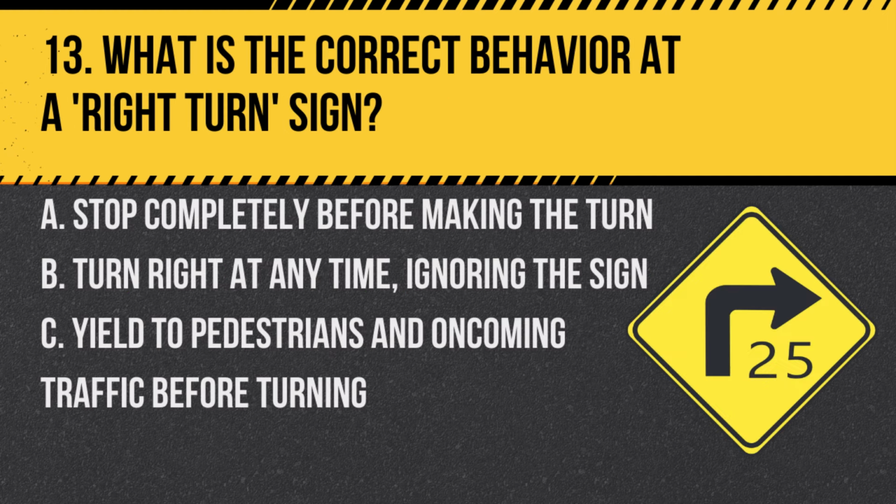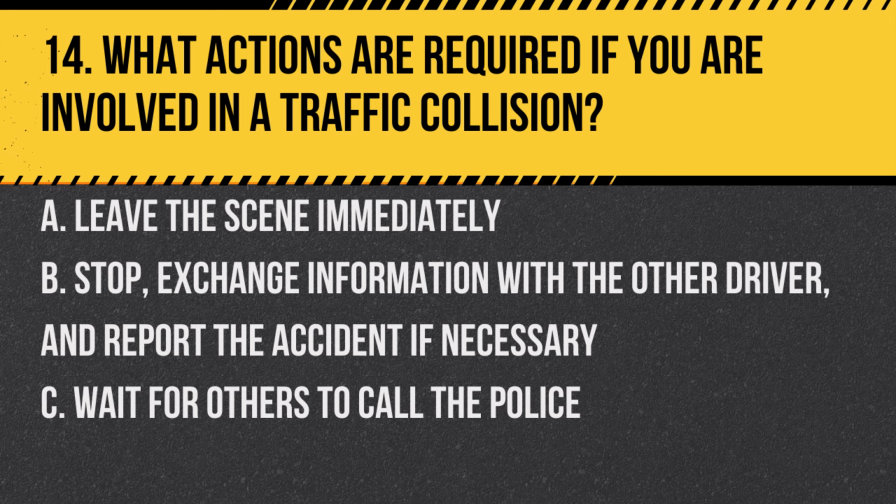Question 13. What is the correct behavior at a right turn sign? A. Stop completely before making the turn. B. Turn right at any time, ignoring the sign. C. Yield to pedestrians and oncoming traffic before turning. Answer: C. Yield to pedestrians and oncoming traffic before turning. A right turn sign indicates that right turns are permitted, but drivers must first yield to any pedestrians and oncoming traffic.